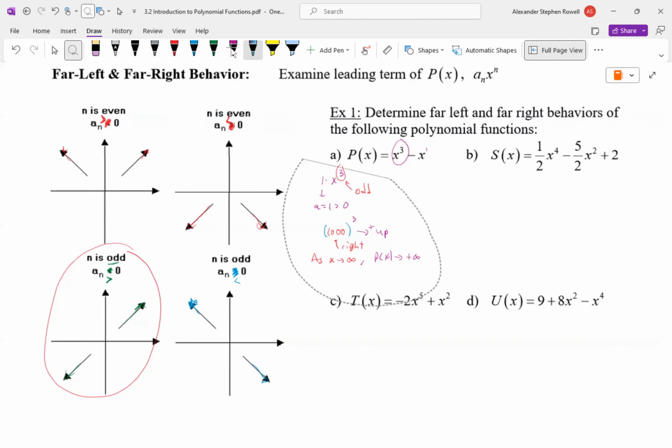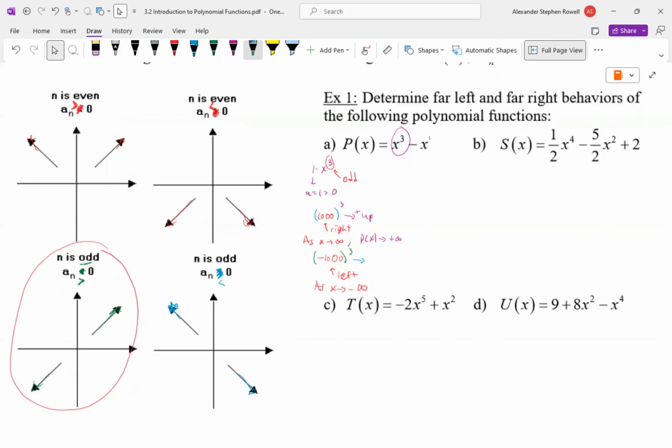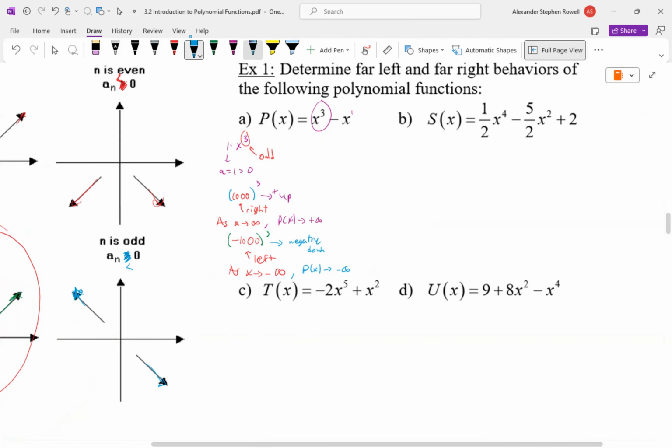Any questions about this? Let's plug in our favorite number to the left. I'm going to go with negative 1000 since we plugged in 1000. So I'm really saying as I go to the left, as x goes to negative infinity, what happens to my y value? A negative number cubed would be negative or positive? Negative, which means down. So we say P of x goes to negative infinity. Any questions about that? I'm going to skip to part D.